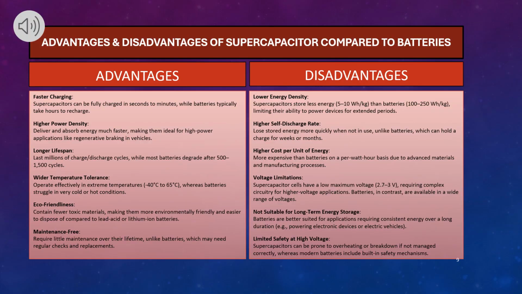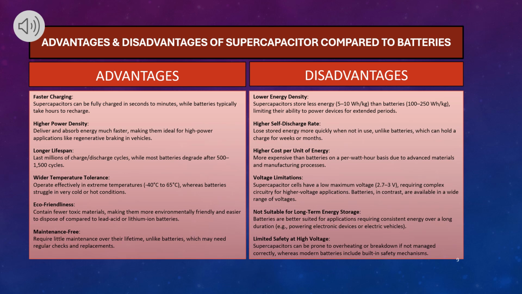For this part, I'm going to talk about the advantages and disadvantages of supercapacitors compared to batteries. So, supercapacitors have several advantages when compared to batteries. Firstly, they offer faster charging, allowing them to be fully charged within seconds or minutes, compared to batteries which often take hours. Secondly, supercapacitors provide a higher power density, enabling rapid energy delivery and absorption, making them ideal for applications such as regenerative braking in vehicles.